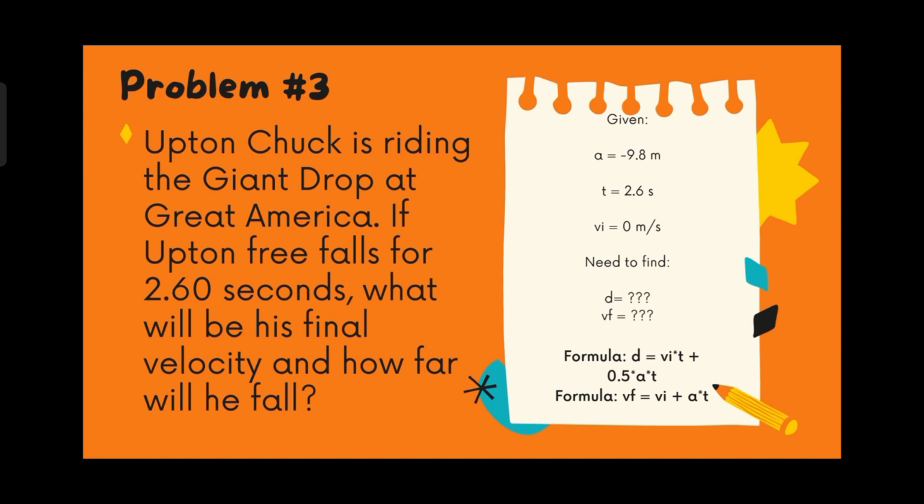Next is problem number 3. Upton Chuck is riding the giant drop at Great America. If Upton free falls for 2.60 seconds, what will be his final velocity and how far will he fall? The given in problem number 3 are acceleration equal to negative 9.8 meters per second squared, time equal to 2.6 seconds, and initial velocity equal to 0 meters per second. What we need to find is distance and final velocity.